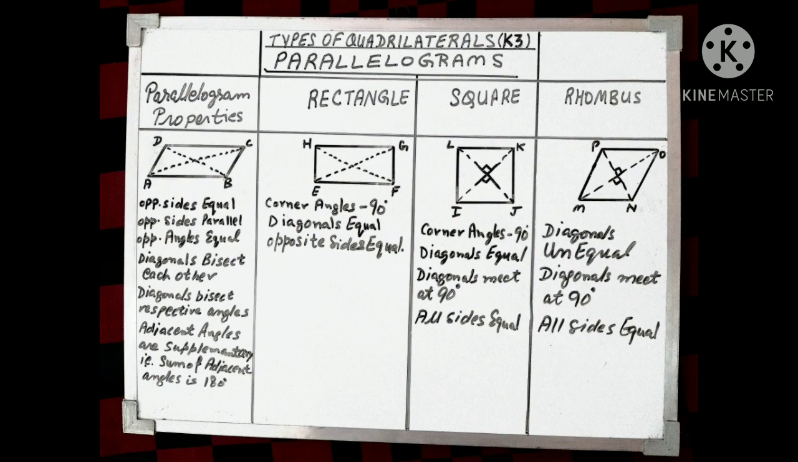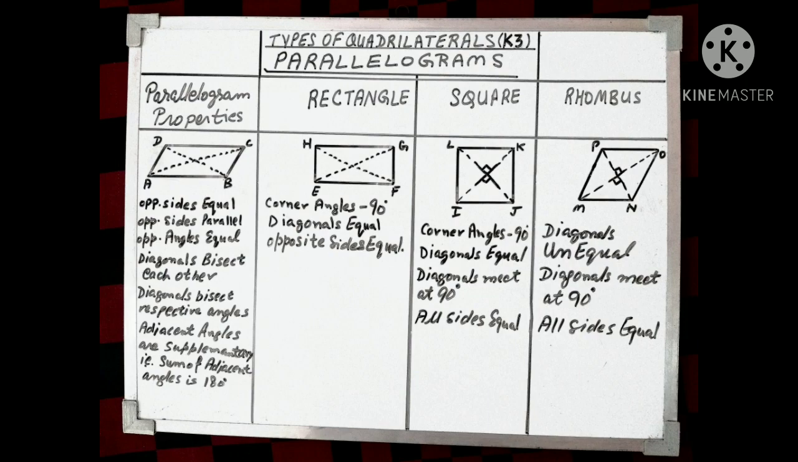Adjacent means angle A plus angle B will be equal to 180 degrees, or angle B plus angle C will be equal to 180 degrees, or angle C plus angle D will be equal to 180 degrees, or angle A plus angle D will be equal to 180 degrees. That means we can have four pairs here. Got this point? Adjacent angles are supplementary. That means if you add the two angles side by side, you get the answer as 180 degrees. So this is a parallelogram, right? All these properties you have to understand and learn them.